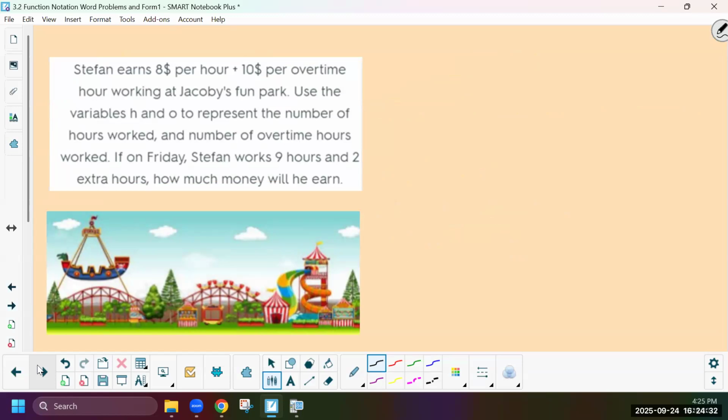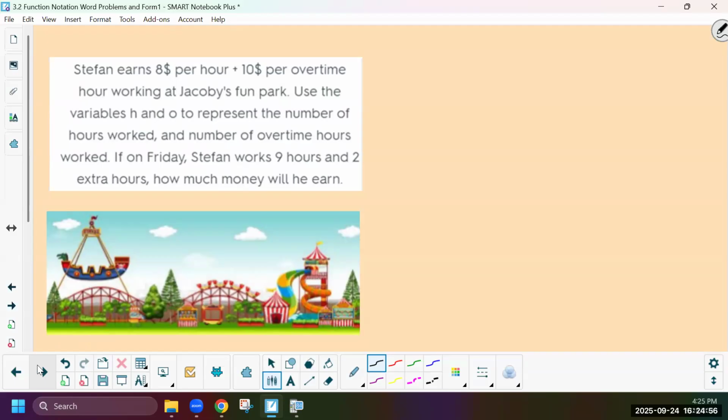Okay. I believe this is the last word problem that I have before you guys can try the formative. Stefan earns $8 per hour and $10 per overtime hour worked at Jacoby's Fun Park. Use the variable H and O to represent the number of hours worked and the amount of overtime hours worked. If on Friday, Stefan works 9 hours and 2 extra hours, how much money will he earn?